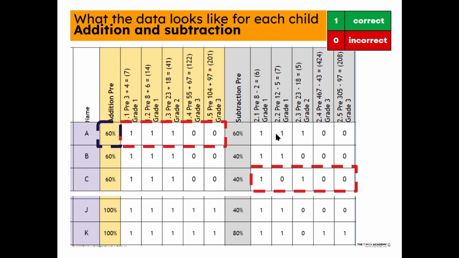Let's look at another child here. So for subtraction, this child's got the first question right, doesn't get the second one right, the third one is correct, and the fourth and fifth are incorrect. So they've basically answered 2 out of the 5. So that is 40% for that child. And then if we look at child J over here for addition, a 1, 1, 1, 1, 1. So they've got all 5 of those questions correct. That means they've got 100% for their addition section.